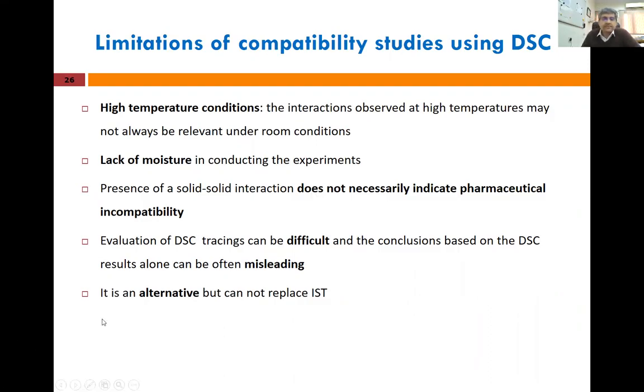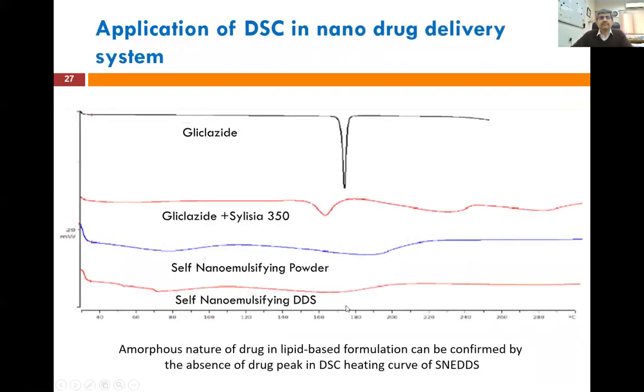We can conclude that with respect to the compatibility studies, DSC is an alternative to the isothermal stress testing, but it cannot replace the classical way of carrying out the compatibility studies.